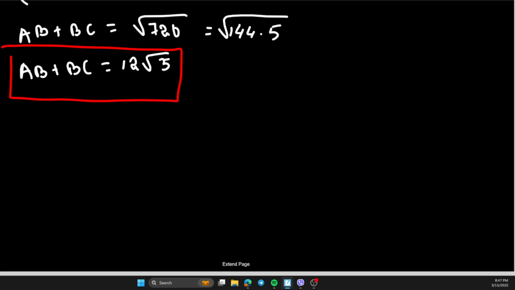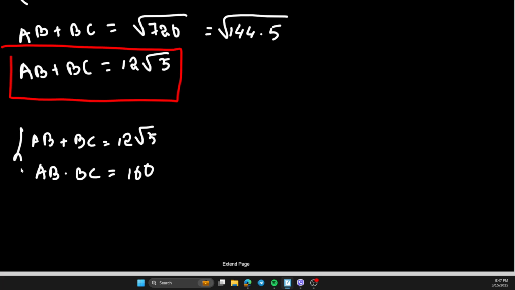Now we're going to solve the system. AB plus BC equals 12 square root of 5, and AB times BC is 160. Now solve the system. If AB times BC is 160, then AB is 160 over BC. If one number times another is 160, the first number is 160 over the second number, over BC.